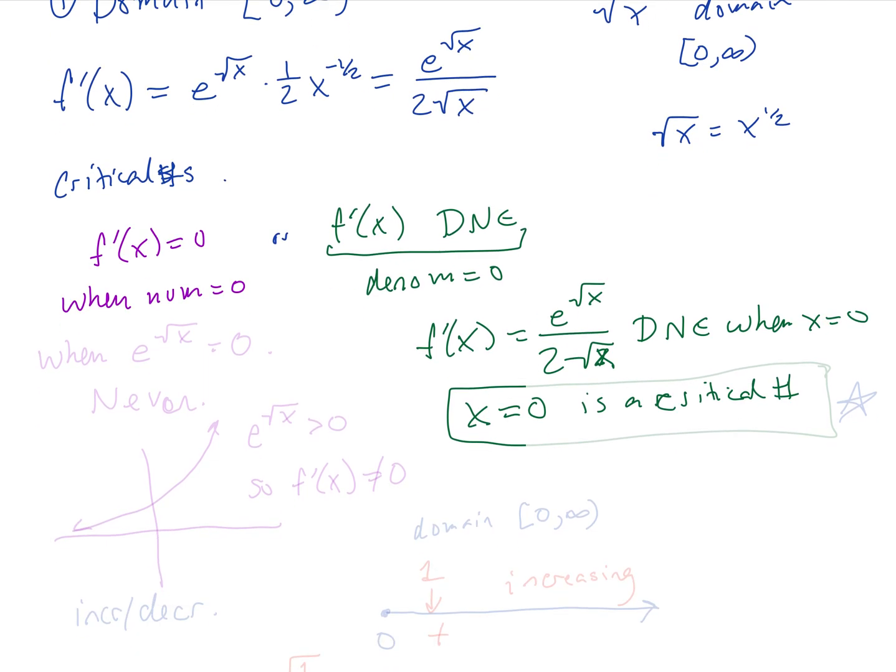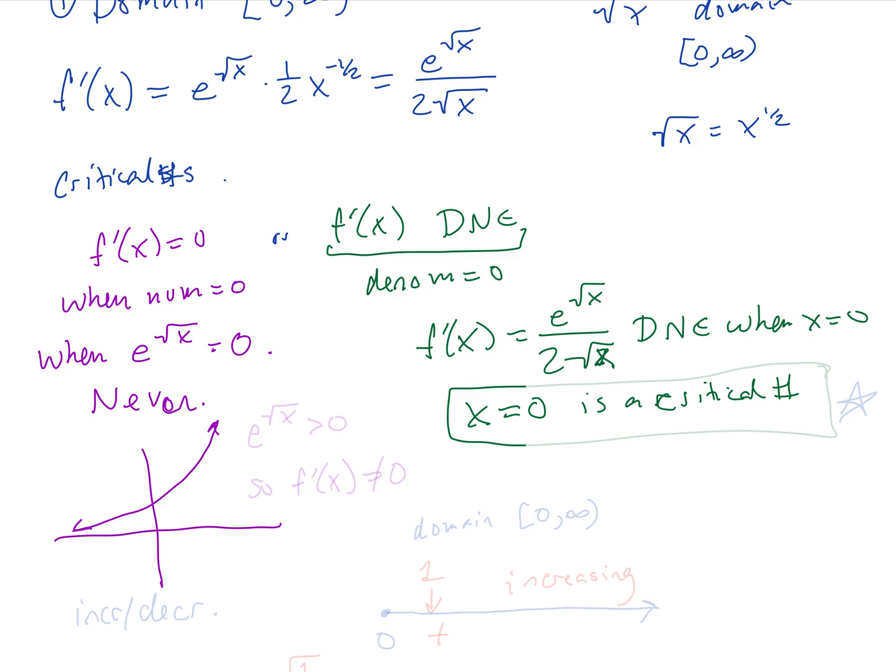What else? We've also got when will the derivative be equal to 0? So that's when the numerator is equal to 0. That's when e to the square root of x equals 0. And this never occurs because recall that e to the x is totally a positive function. E to the x looks like this.